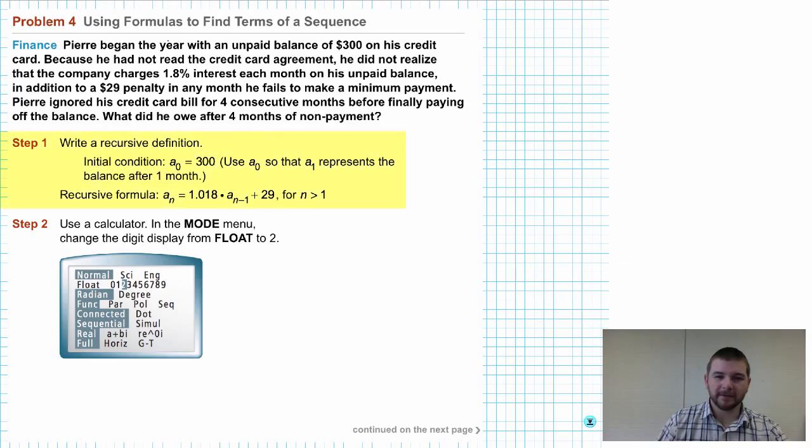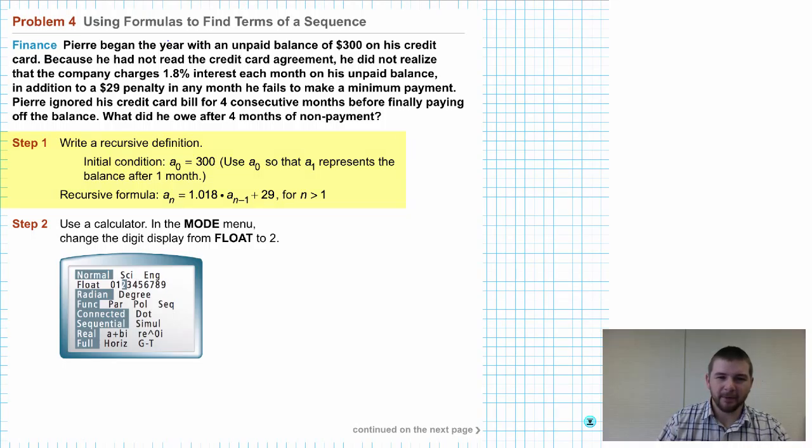Write a recursive definition. Recall we need 2 things for a recursive definition. The first of those being the initial condition. We'll often call that the initial value of our sequence. So the initial condition, A sub 0, equals 300. That was his credit card debt to begin the year. We use A sub 0 so that A sub 1 represents the balance after 1 month.